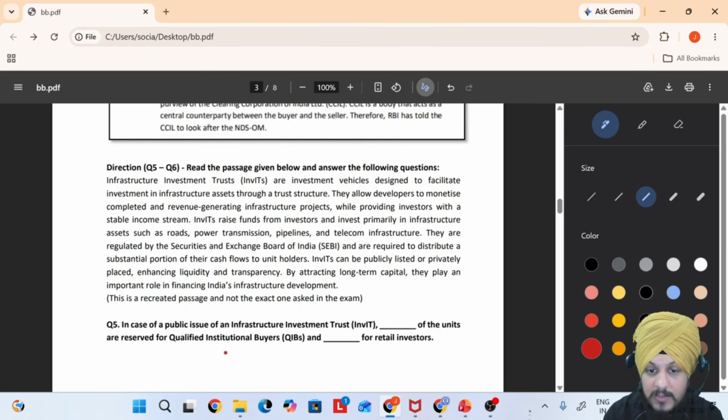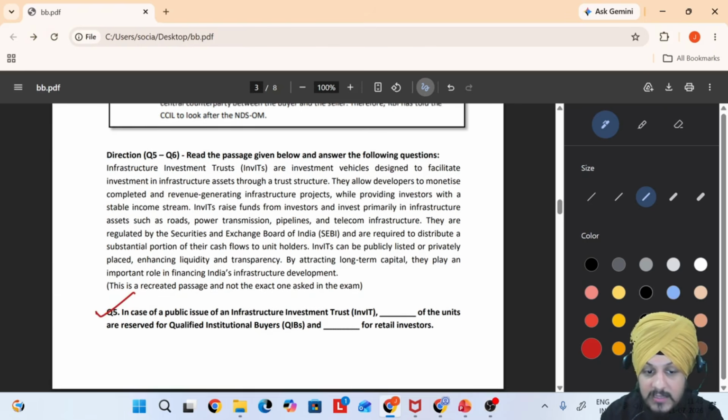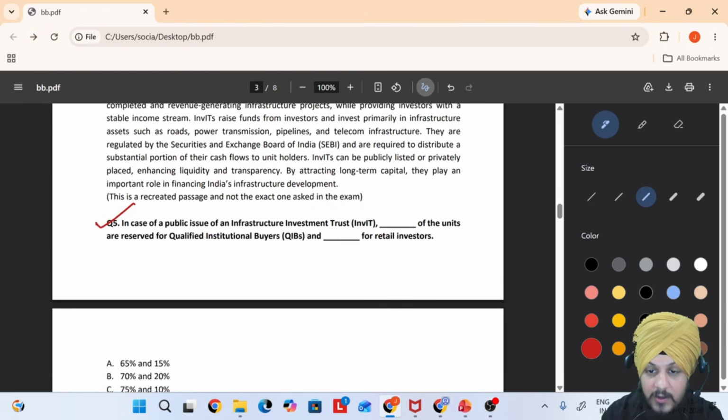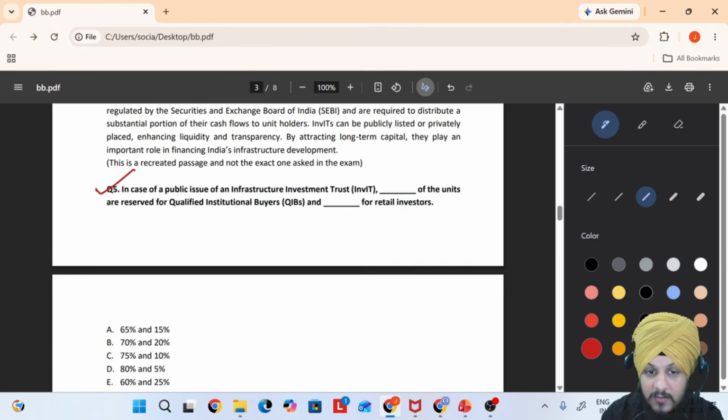They are regulated by SEBI and are required to distribute a substantial portion of their cash to unit holders, and InvITs are publicly listed or privately placed, enhancing liquidity and transparency. Now, based on this, if we try to read question number 5, it says, in case of public issue of an InvIT, dash of the units are reserved for QIBs and dash for retail investors.